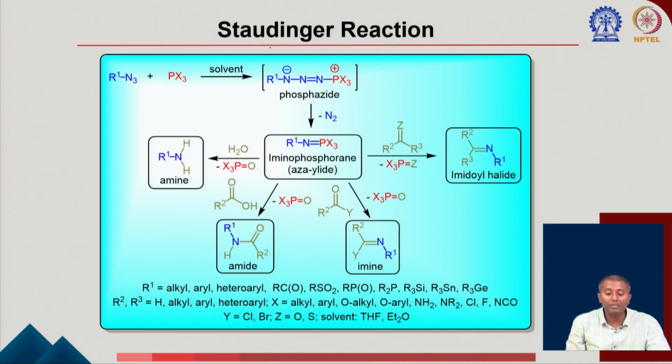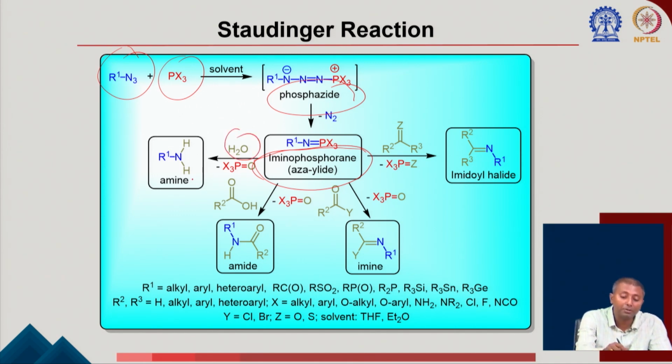Again, you can see the triphenylphosphine is going to first react with the azide to form the phosphazide. Then N2 expulsion happens to form the iminophosphorane, or the aza-ylide. Once you have this iminophosphorane, if you treat it with water, it is going to form the corresponding amine.